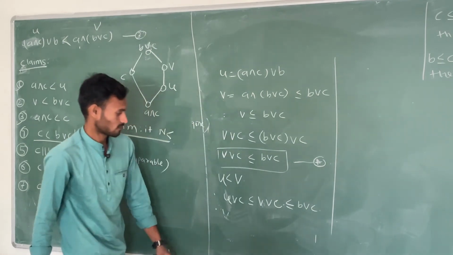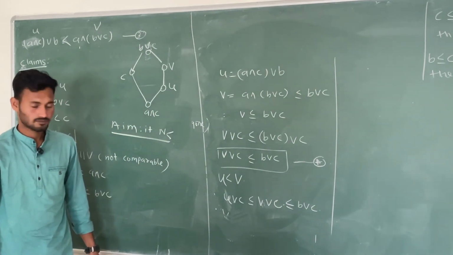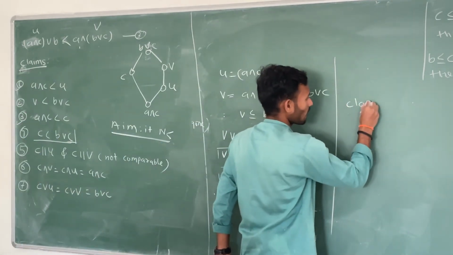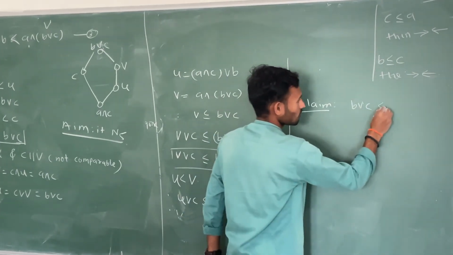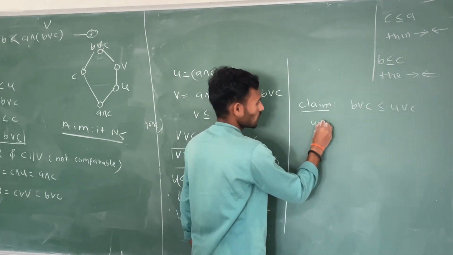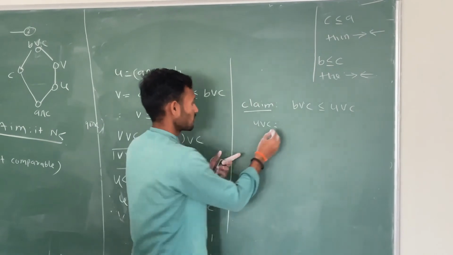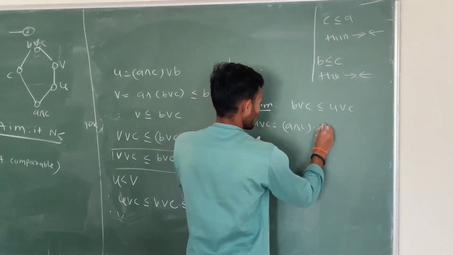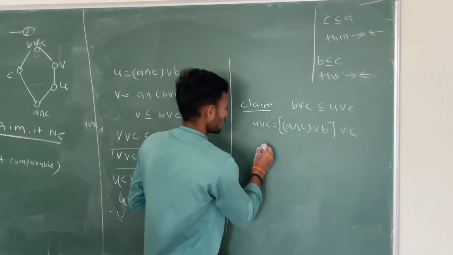So if you want to prove they are equal, it is enough if you prove that B join C is less than or equal to U join C. Okay, so you write their claim: B join C is less than or equal to U join C. So U join C, substitute the value of U. What is that value? A meet C, join B, join C.